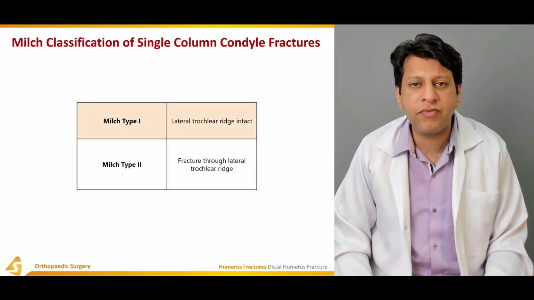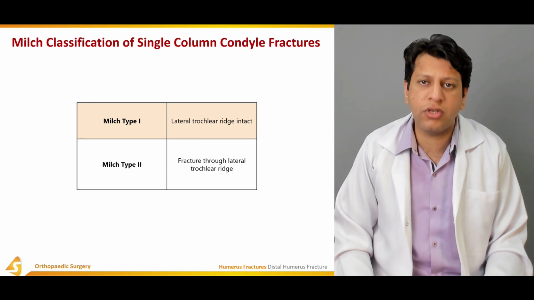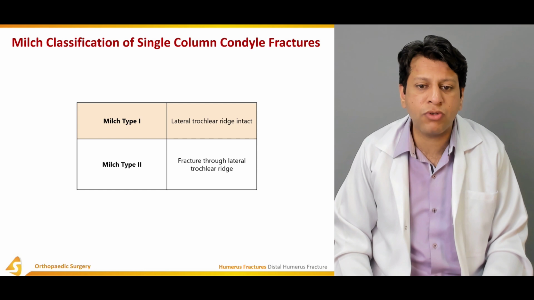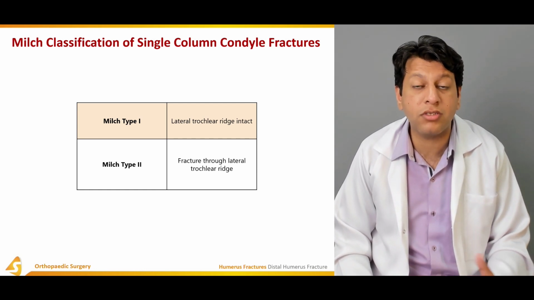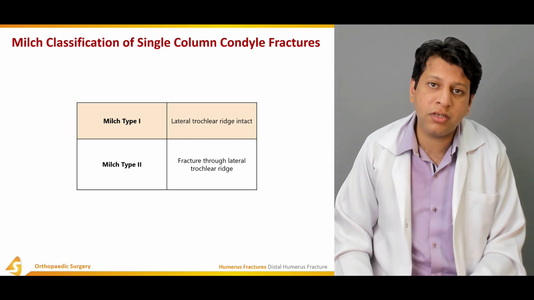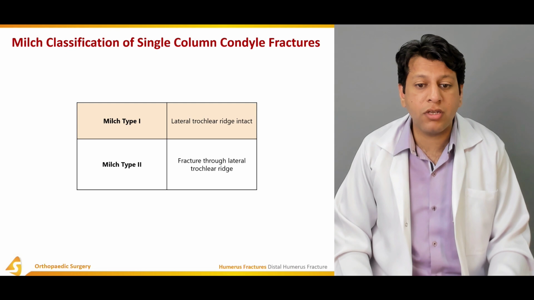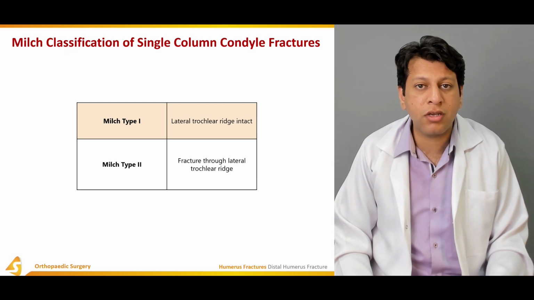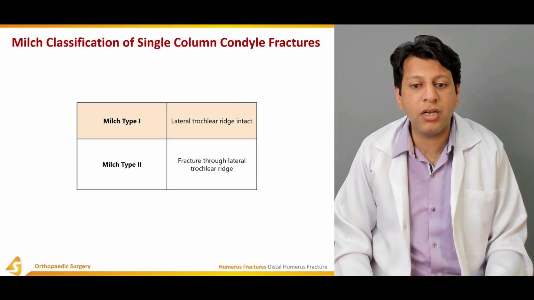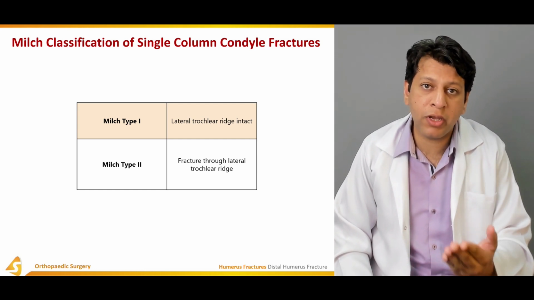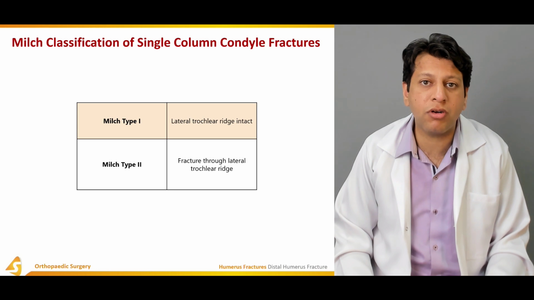Now, the Milch classification is mainly reserved for children's fractures, especially the distal humerus fracture in children. Milch type 1 is where the lateral trochlear ridge is intact, and the fracture is lateral to the trochlear ridge. Well, in Milch type 2, it crosses the trochlear ridge and goes medial to it, and eventually it forms a Salter-Harris type 4 injury, while in Milch type 1, it's mostly a Salter-Harris type 2 injury.